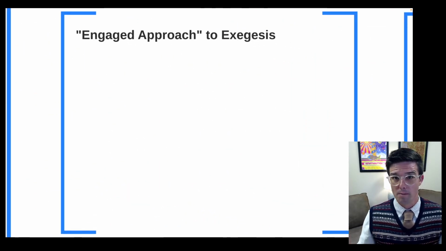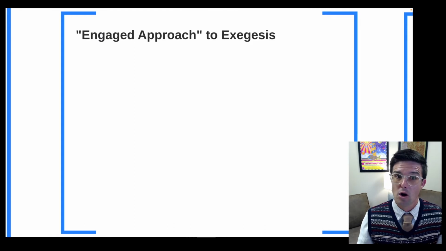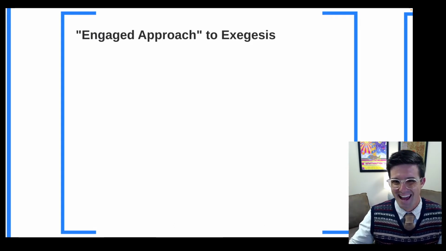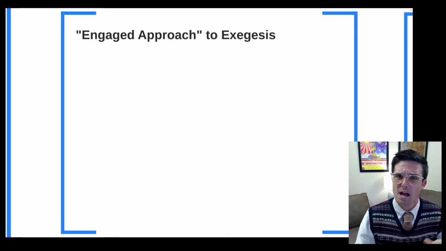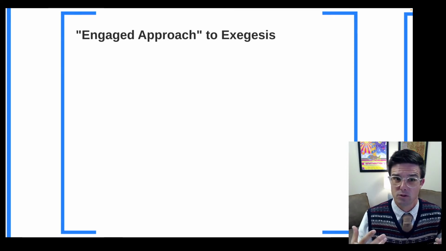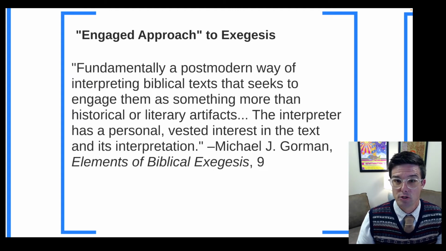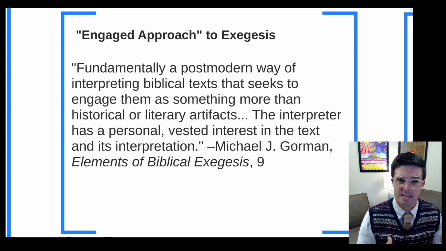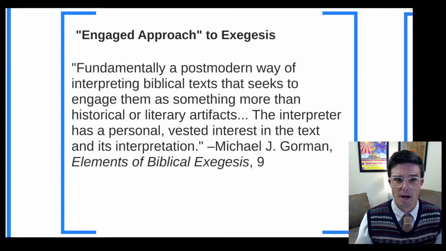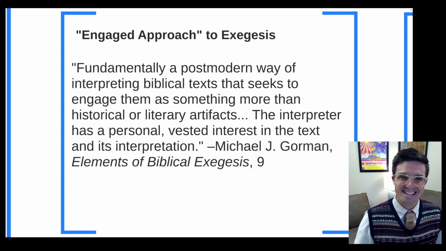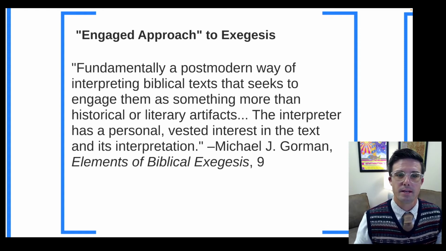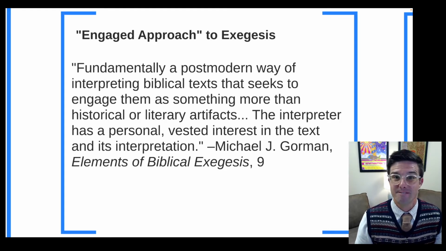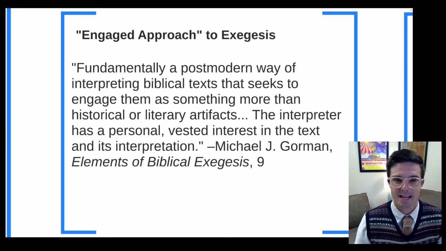So Michael J. Gorman, in one of our readings from this week, distinguishes between the engaged approach to exegesis and the analytical approach to exegesis. And starting with the world in front of the text is really an engaged approach to exegesis. His definition of this engaged approach is that it's fundamentally a postmodern way of interpreting biblical texts that seeks to engage them as something more than historical or literary artifacts. The interpreter has a personal vested interest in the text and its interpretation.